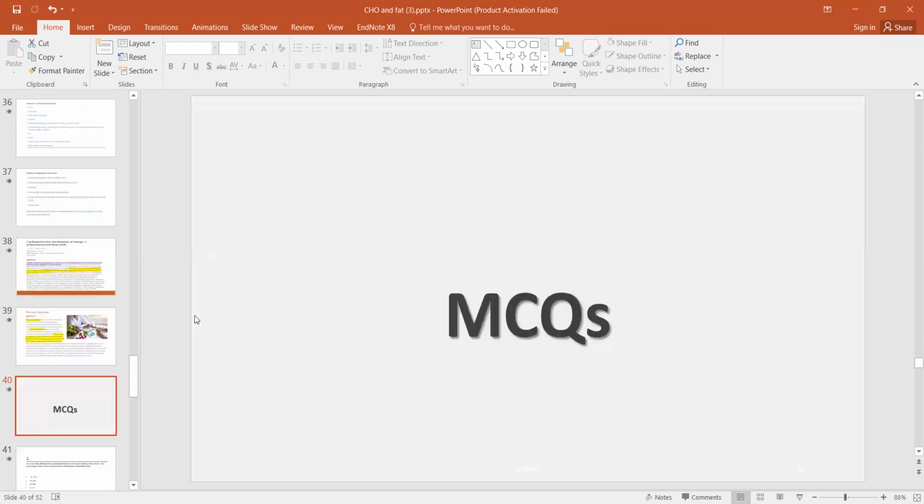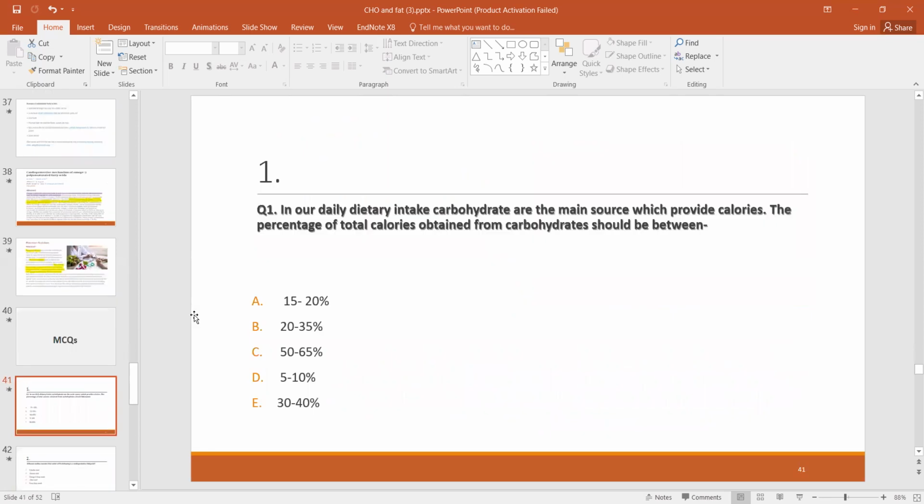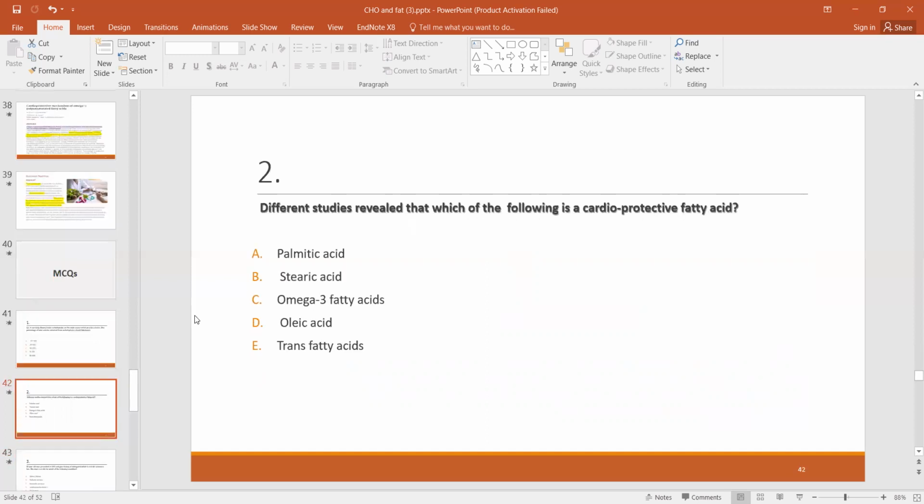Now it's time for the MCQs. In our daily dietary intake, carbohydrates are the main source which provides calories. The percentage of our total calories obtained from carbohydrate should be between 15 to 20%, 20 to 35%, 50 to 65%, 5 to 10%, or 30 to 40%. C is the right answer, 50 to 65%.